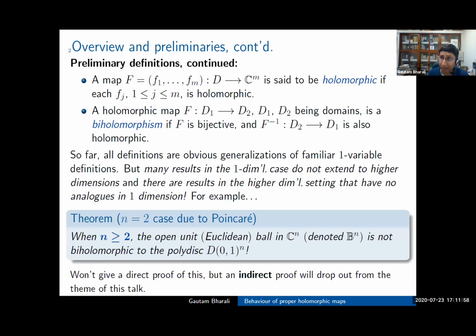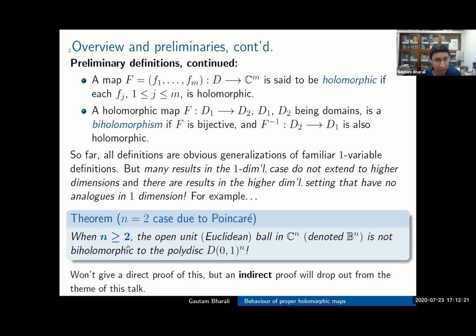Now, in the plane, any simply connected open set that is not the complex plane itself, you all know, is biholomorphic to the unit disk. That is the Riemann mapping theorem. So what this theorem here is saying is that there is no Riemann mapping theorem in higher dimensions.